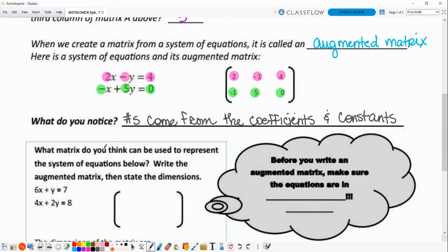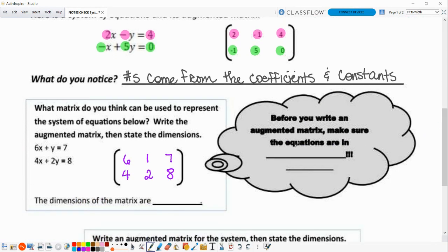So down here, what matrix do you think can be used to represent the system of equations below? Write the augmented matrix, then state the dimensions. So you notice right here we have 6x plus y equals 7. So we're going to pull the numbers from each one of those terms. So we would do a 6, a 1, and then a 7. Here we have 4x plus 2y equals 8, so we would do 4, 2, and 8. Now, I have a little cloud over here that says before you write an augmented matrix, make sure the equations are in standard form.